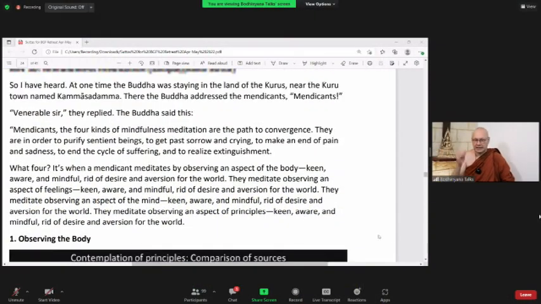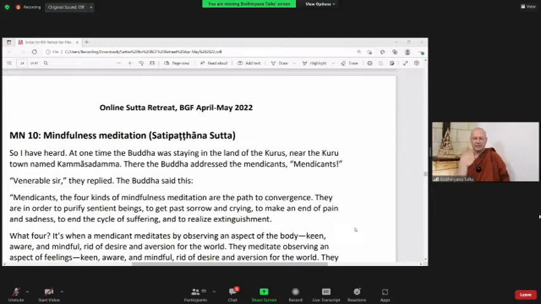We have just been looking at the Satipatthana Sutta, getting started with that. And we're looking at what is called the Satipatthana formula in brief, the brief explanation of the Satipatthana formula. And the idea here is that it gives you some basic instructions on what your mental state should ideally be when you do Satipatthana meditation. And I was talking about when the mendicant meditates by observing an aspect of the body, keen, aware, mindful, rid of desire and aversion for the world.